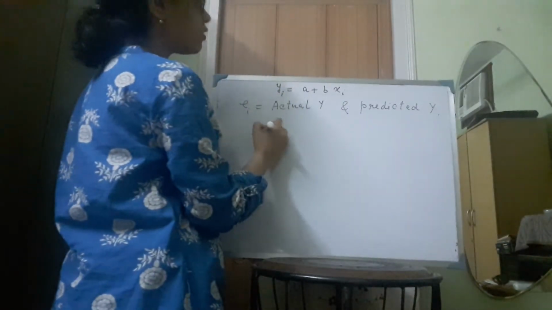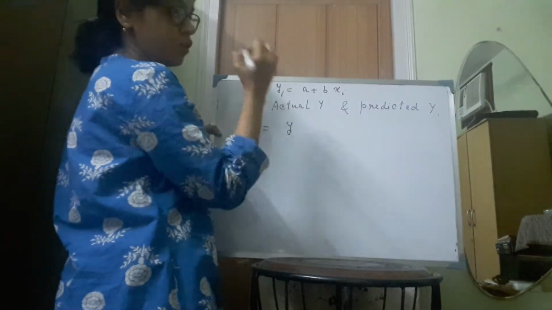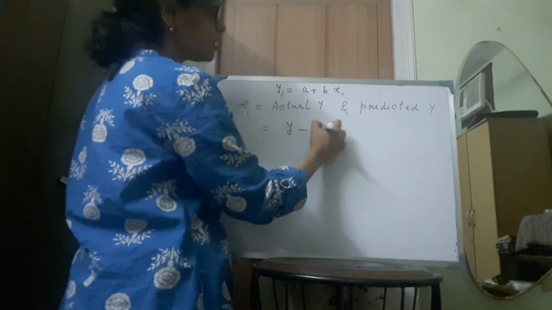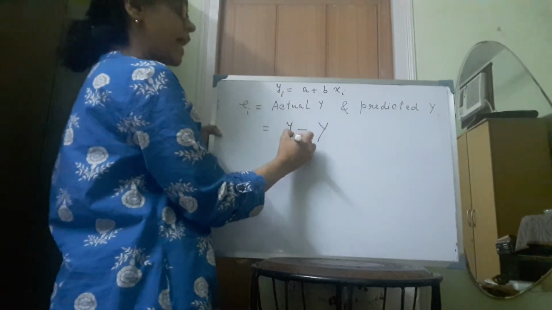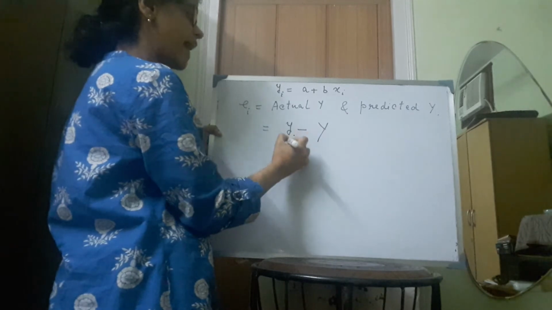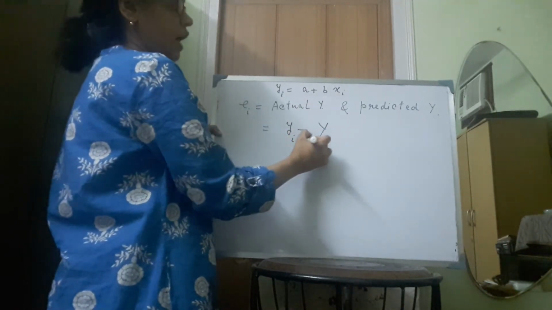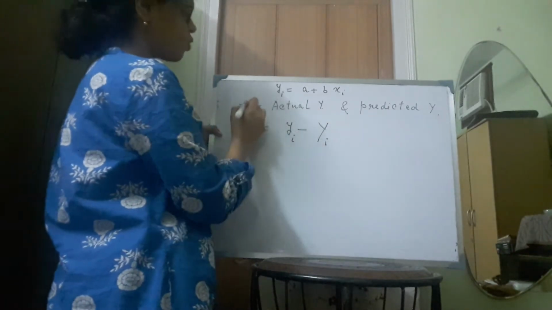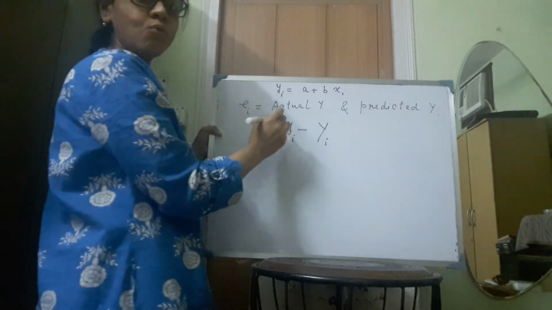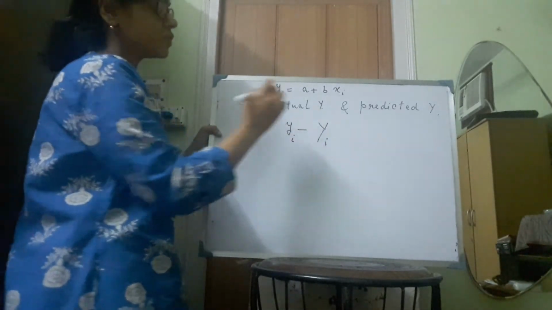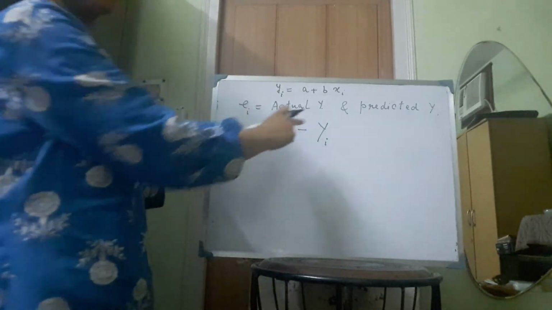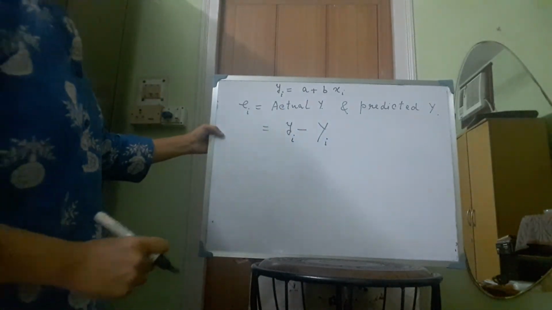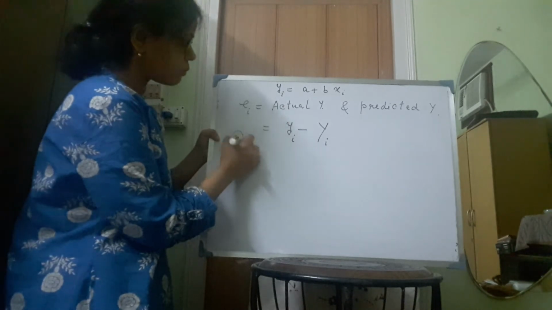Now suppose actual y is denoted by small y and predicted y is denoted by capital Y. So for the ith data point, small yi is the actual value of y and capital Yi is the predicted value of y. So what is ei? Ei is equal to small yi minus capital Yi. Now suppose we have n number of data points.